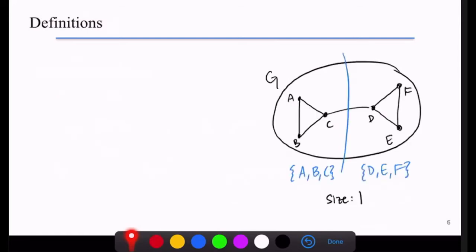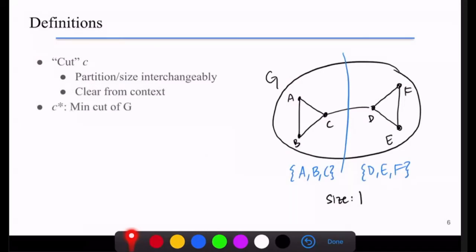Okay, and a couple of definitions. When I talk about a cut C, I might mean the partition of C, so ABC and DEF in this case, or I might mean the size of C, so 1. But you will know which one I mean from the context. Secondly, we're going to denote C star as the min cut of G. So our goal is to output the partition and size of C star.